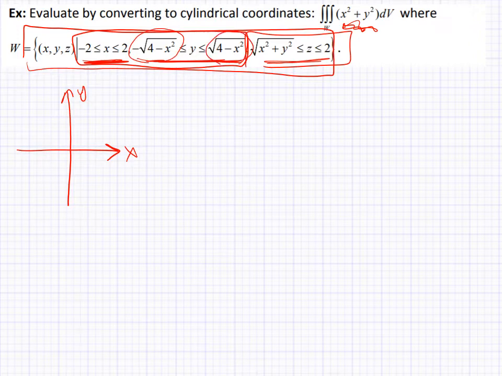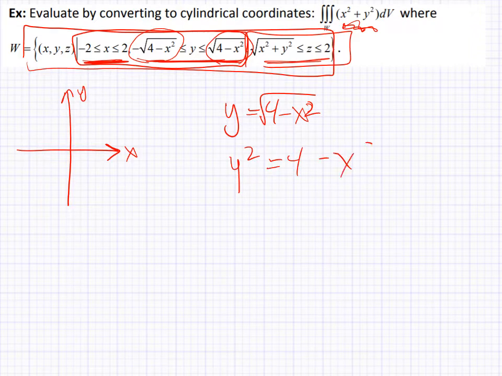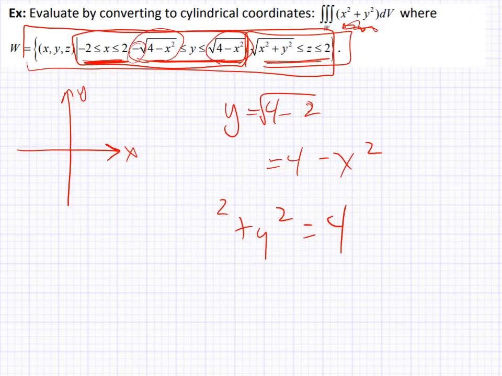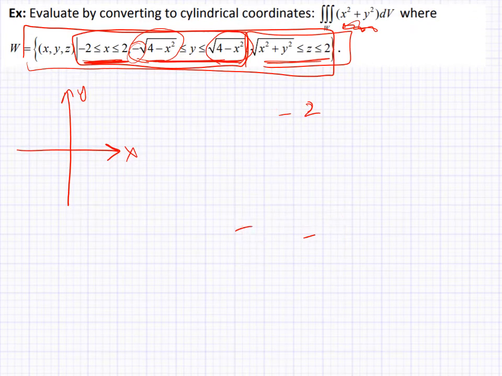Well, you should recognize that those two square roots are basically the top and bottom half of a circle of radius 2. If I looked at, say, y equals the square root of 4 minus x squared, so the positive square root, and I square both sides, and then I move the x squared over, I have x squared plus y squared equals 4. That's a circle of radius 2, centered at the origin. But it's only the top half of the circle because it's only the positive square root. The negative square root would be the bottom half. So you've got to be able to see that when you're looking at these functions.